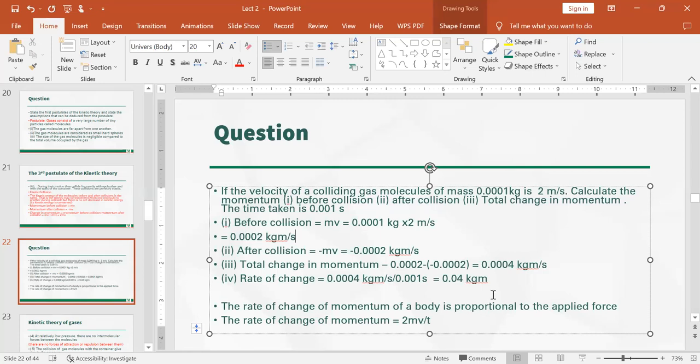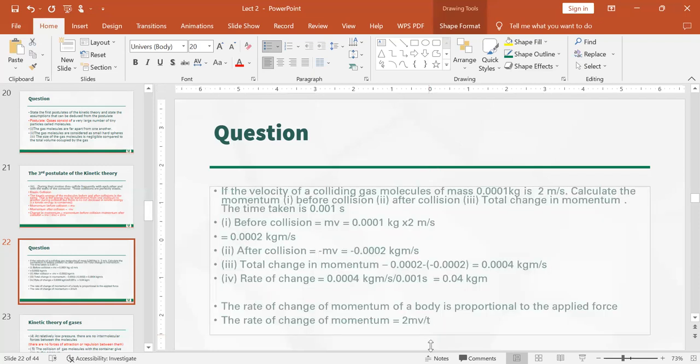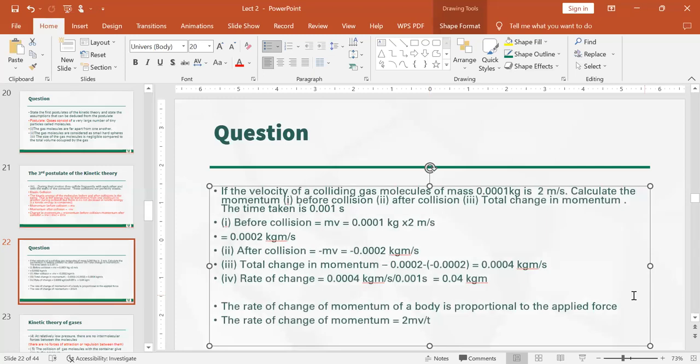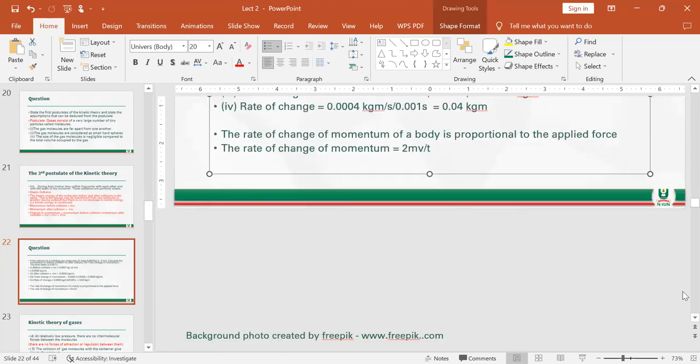Now, I bring you to Newton's law. Newton's law states that the rate of change of momentum is equal to what? The applied force. So the rate of change of momentum of a body is proportional to the applied force. The rate of change of momentum is given as 2mv all over t, where the numerator is the total change in momentum divided by time. So the rate of change of momentum is equal to applied force. That means applied force will be 2 times mass times velocity all over time.